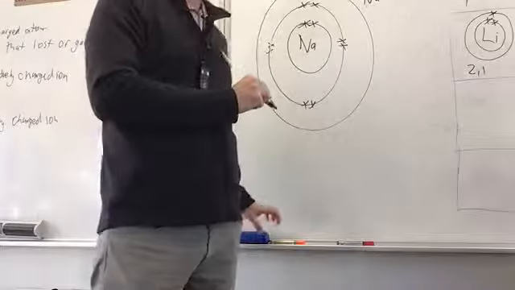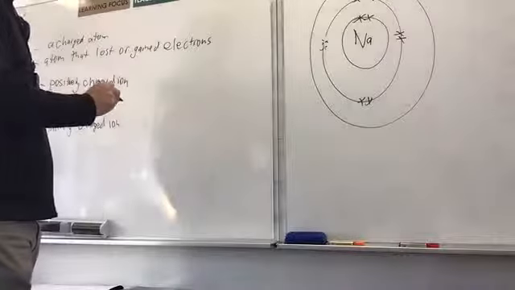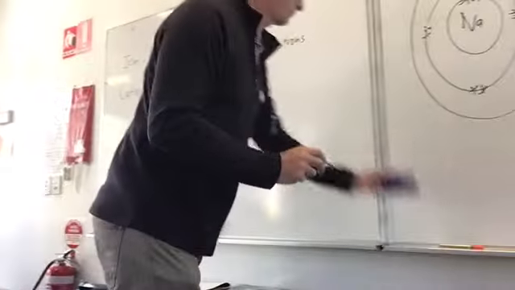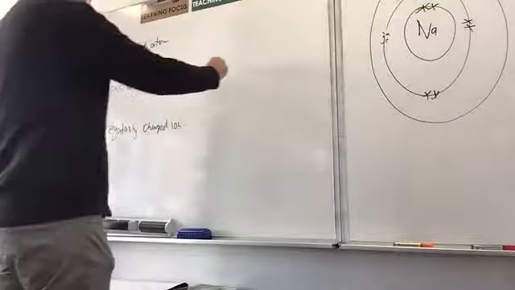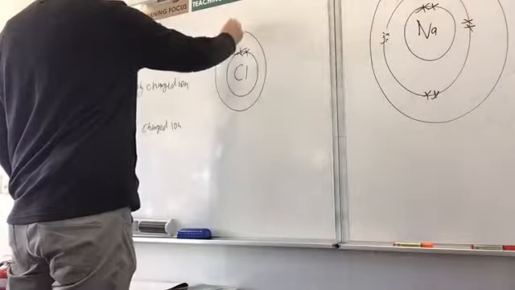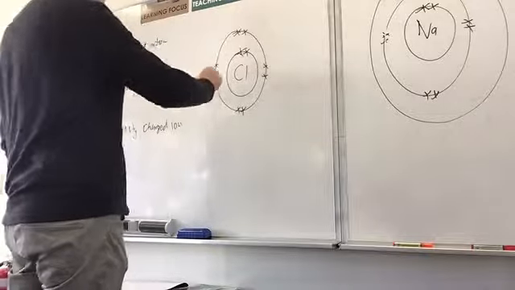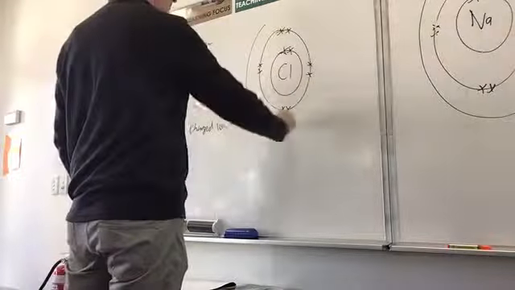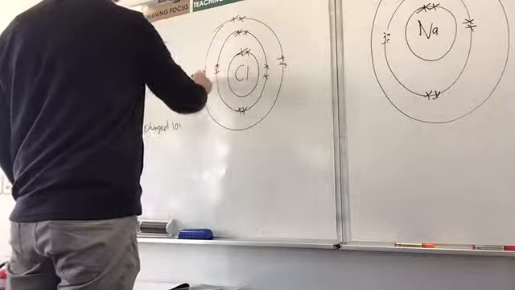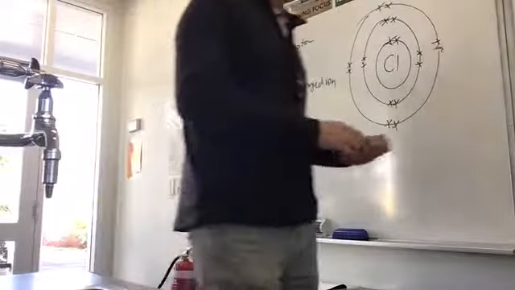So where does that electron go? So what if we had chlorine? Which group is chlorine in? Which period is it in? Is it in period 3? Yes. So how many electron shells does it have? 3. How many electrons in its outer shell? How many electrons does it want to gain? 1. Where do you think it could get an electron from?